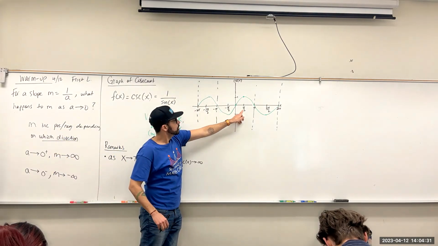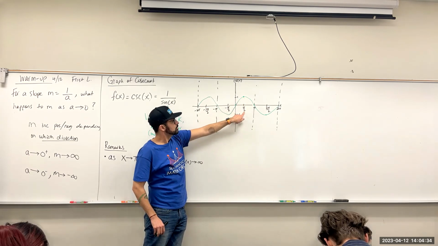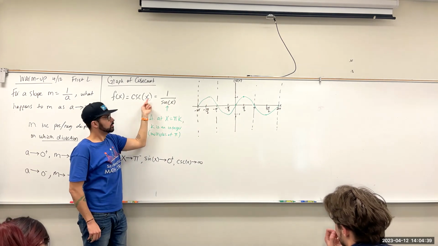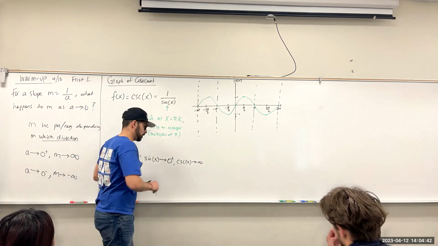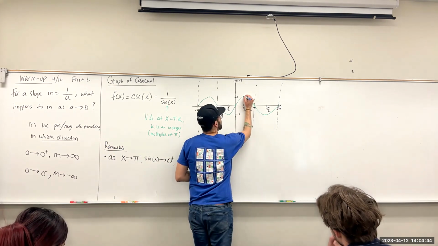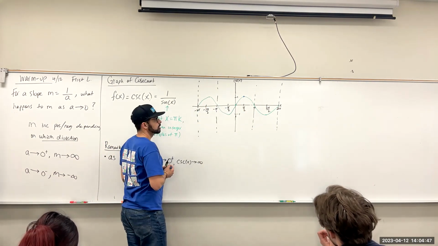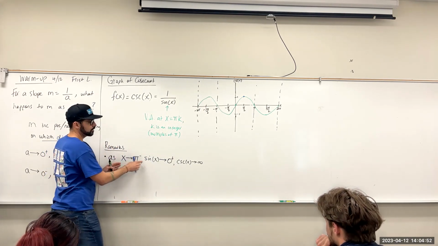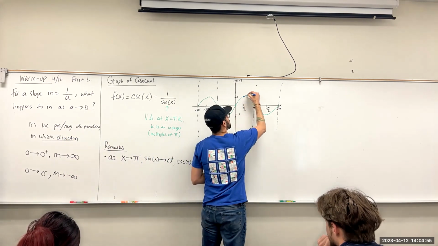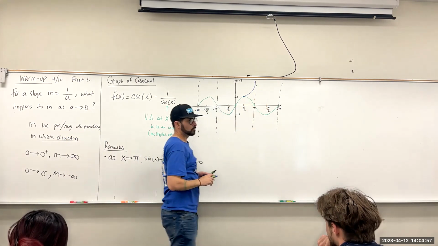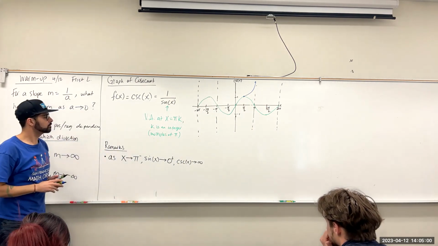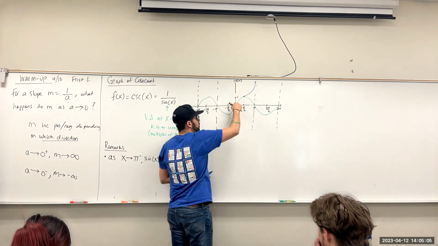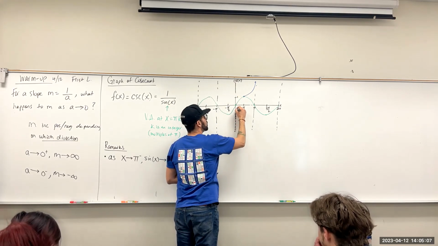At pi over 2, what's sine of pi over 2? 1. So what's cosecant at pi over 2? 1 over 1, which is just 1. So we know cosecant coincides at that point. But from what we discussed here, as you approach pi from the left, cosecant is going to end up getting really big. Zero is a multiple of pi, so there's also a vertical asymptote here.